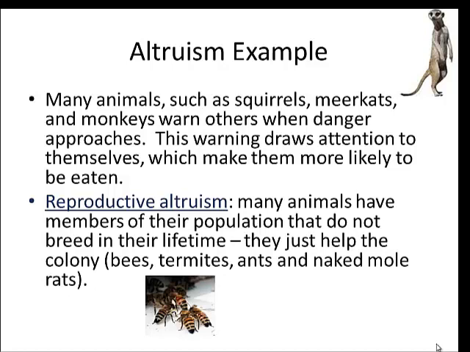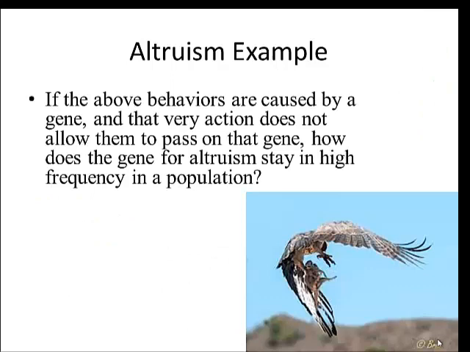So if the above behaviors are caused by genes, and here's the little meerkat warning others and then gets swept up by an eagle, why do they pass on those genes? How do those genes get passed on? You have a gene that makes you warn others, that makes you more vulnerable to die. How can that gene be passed on? How can that gene be in high frequency in a population?